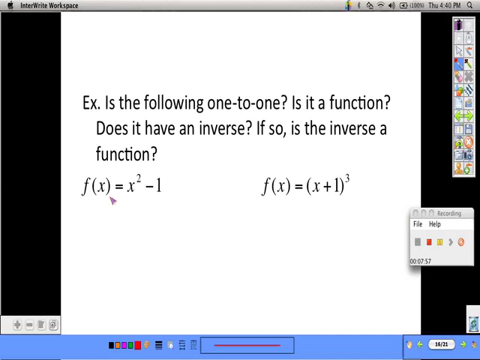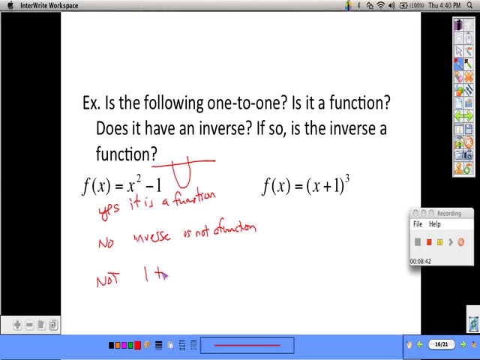So the question here is, are these functions 1-to-1? We start by asking, is it a function? So f of x, this first one, it's a quadratic, so it's a parabola. Yes, it's a function. Does it have an inverse? Yeah, everything has an inverse. We could find it. We switch the x and the y. And then, if so, is the inverse a function? If we do the horizontal line test, we find out no, the inverse is not a function. So this is not 1-to-1.